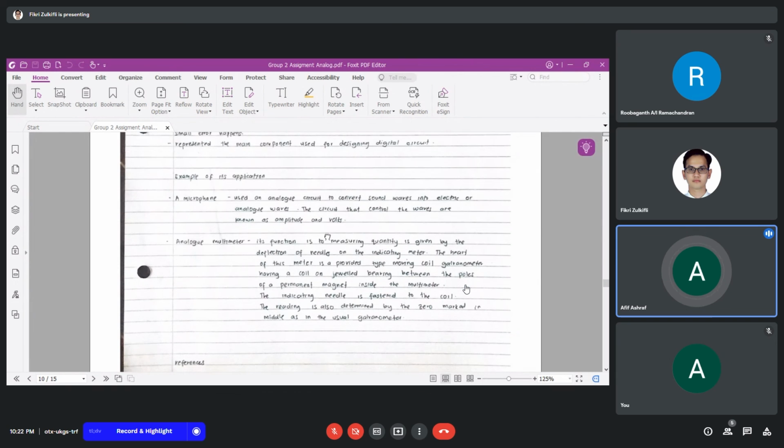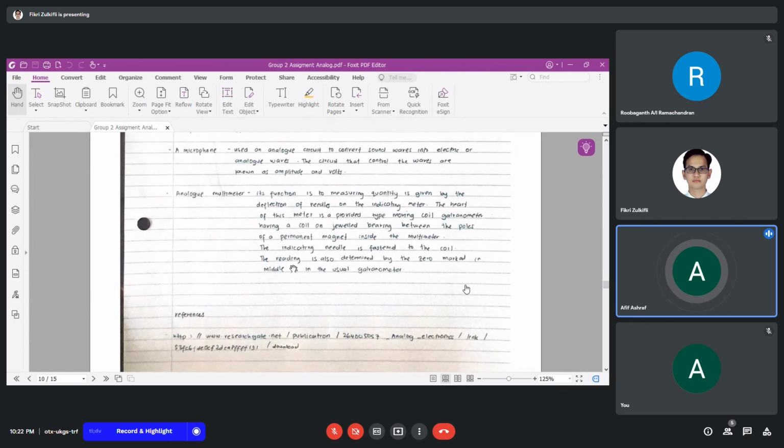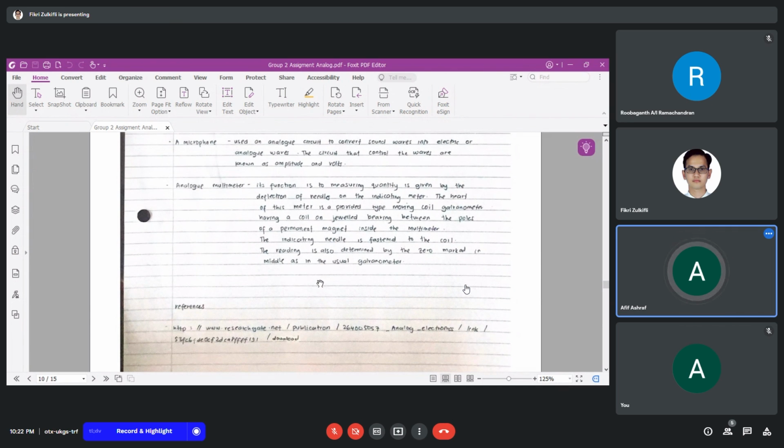And the second one is an analog multimeter. Its function is to measure quantity, given by the deflection of a needle on the indicating meter. The heart of the meter is a moving coil type galvanometer, with the moving coil on jewel bearings between the poles of a permanent magnet inside the multimeter. The indicating needle is fastened to the coil. The reading is also determined by the zero mark in the middle, as in the usual galvanometer.